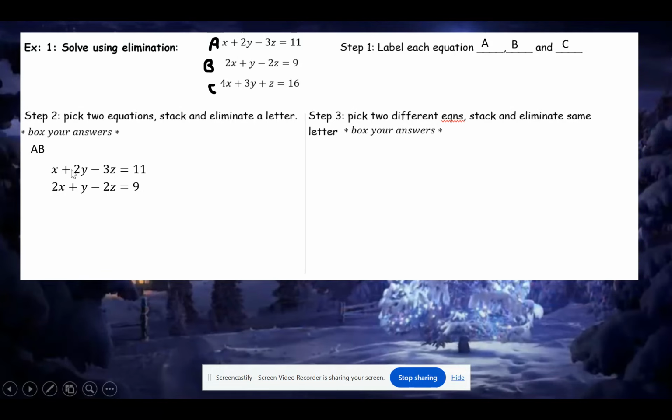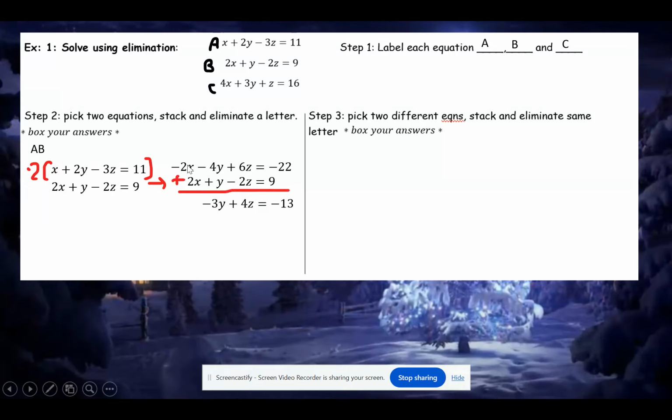Then you're going to pick a letter that you would like to eliminate. So it does not matter which letter you pick. I choose to eliminate my x's. So that's what I'm going to do. To make that happen, I'll have to multiply the top row by -2. So we're going to distribute the -2. And this is my new top. The bottom does not change.